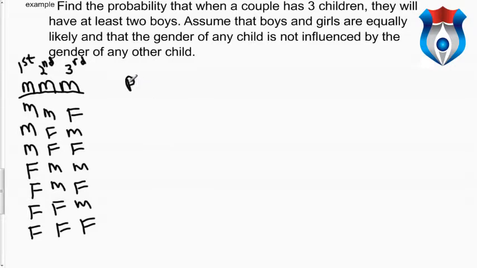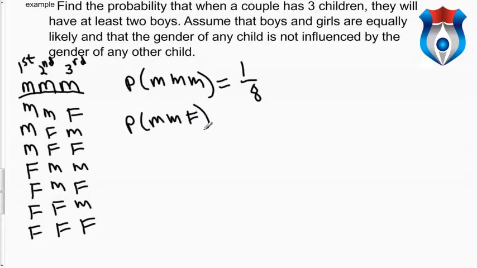So for instance, the probability of having male, male, male, the probability of having all boys, is 1 out of 8, because the sample space is size 8, and this is one of those 8 equally likely outcomes. And for instance, the probability of male, male, female is also equal to 1 out of 8.